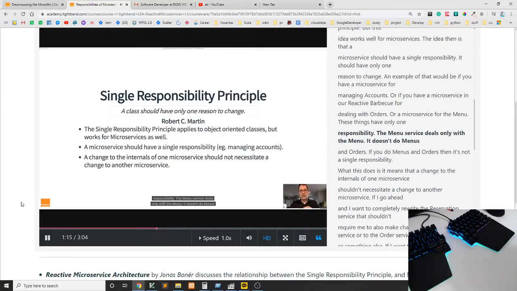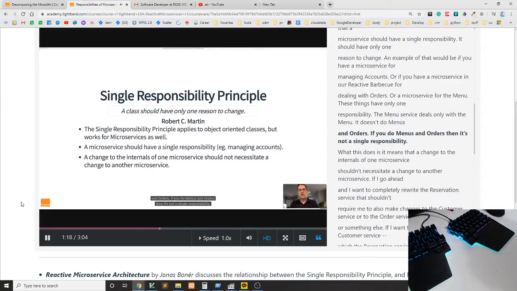The menu service deals only with the menu. It doesn't do menus and orders. If you do menus and orders, then it's not a single responsibility.